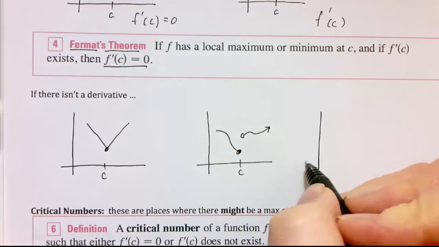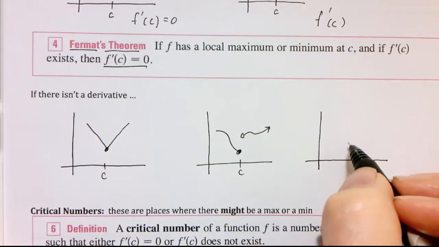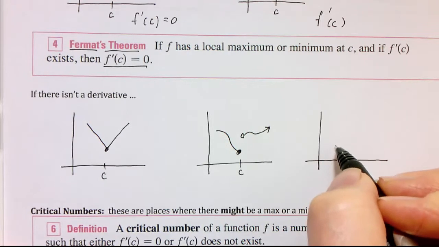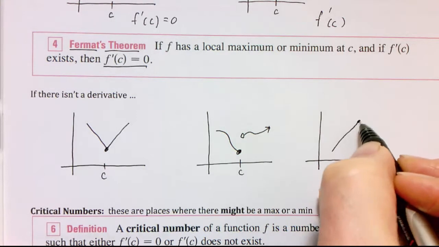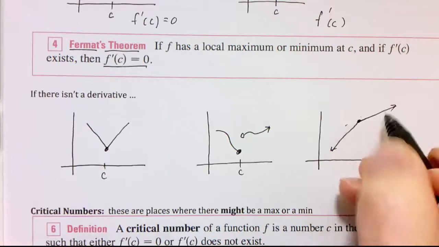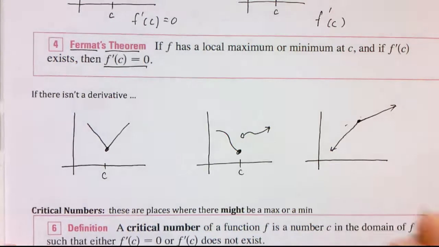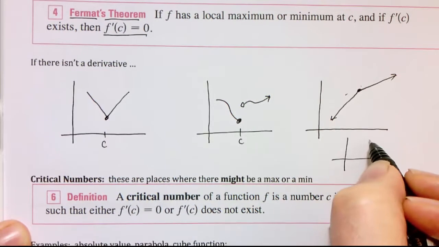But it can also be the case that if I don't have a derivative, I don't have a local max or a min. For instance, if I had a corner that was shaped like that, no derivative, no tangent line there, but that's neither a local max nor a min. Or maybe I have a discontinuity.